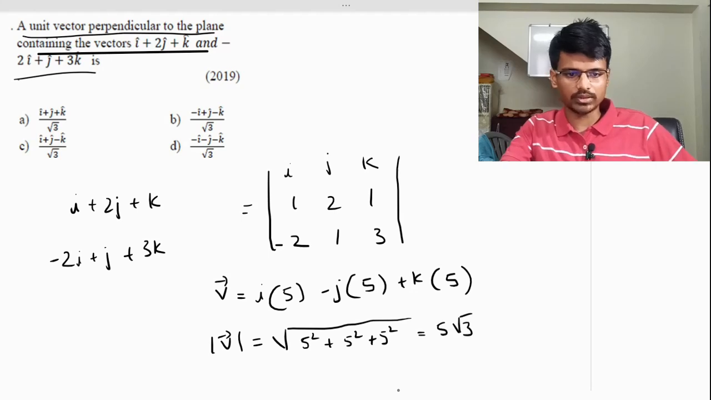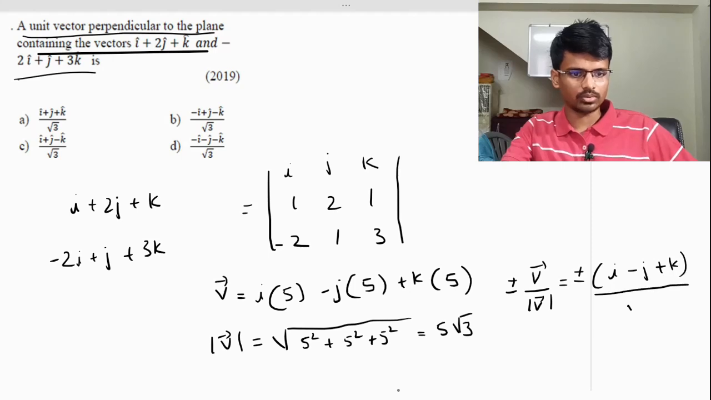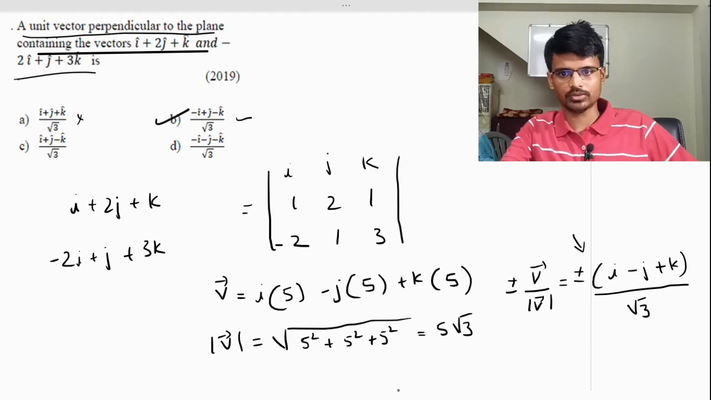So to find the unit vector, we just divide the given vector with its magnitude, right? So what do I get on dividing? So this is plus or minus. So plus or minus, I get the 5 gets cancelled, i minus j cap plus k cap divided by root 3. So which of the expressions matches? Option A is not correct. Option B, yes, it is correct, because if I multiply this with minus, I will get the option B vector. So the correct answer is option B.